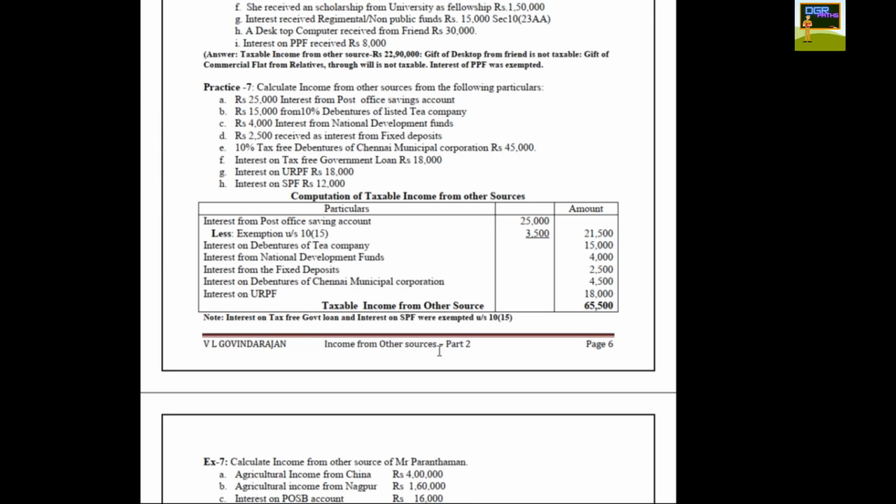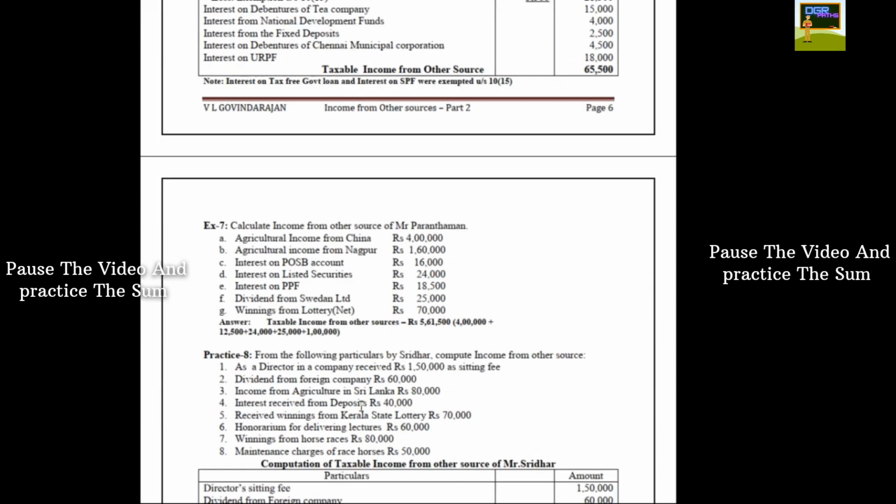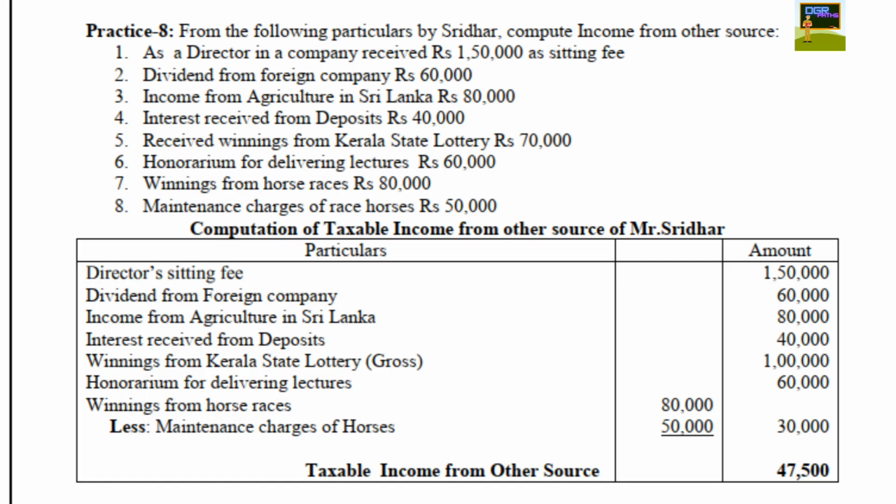10% tax-free deposits of Chennai Municipal Corporation, 45,000. In that 45,000, it is the amount of original investment. We have to compute the 10% as interest. Interest on tax-free government loan 18,000 was fully exempt under section 10(15). Interest on unrecognized provident fund is fully taxable. Interest on statutory provident fund was fully exempted. In the same pattern, the listeners can practice exercise 7, and watch exercises 8 and 9 as well.